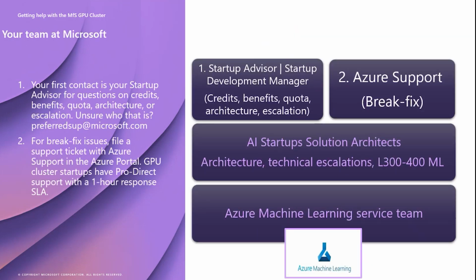To conclude, you are supported on the Microsoft for Startups GPU cluster by a dedicated team of startup advisors, AI solutions architects, and backed by Azure support and Azure machine learning service teams. Your first point of contact again is going to be your account team. For break-fix issues, reach out directly to Azure support for round-the-clock global support. You have an Azure Pro Direct support plan. Make sure to use it early and often when you encounter a blocking issue. Reference the 6 steps we covered in this video to take advantage of this Azure support benefit to get unblocked and keep building on the Microsoft for Startups dedicated GPU cluster.